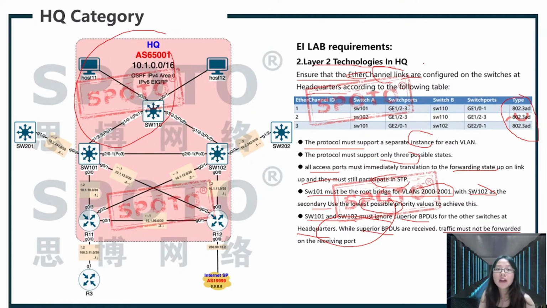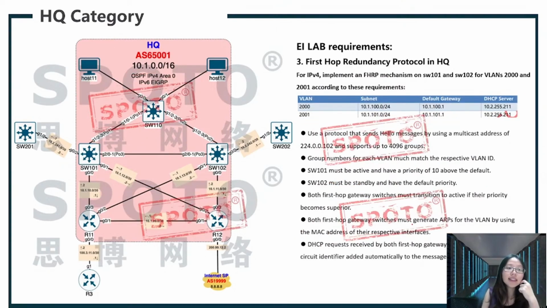Okay, so this part is mainly about the EtherChannel and the STP. Can you know the answer about STP types? Okay, so let's see the next part. The third part is about first hop redundancy protocol in HQ.